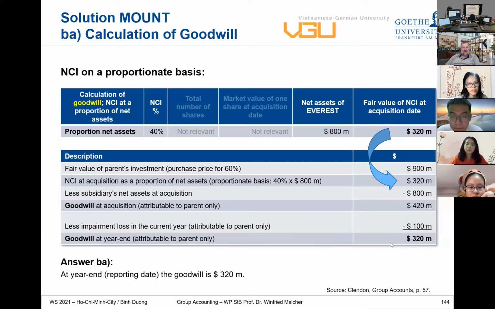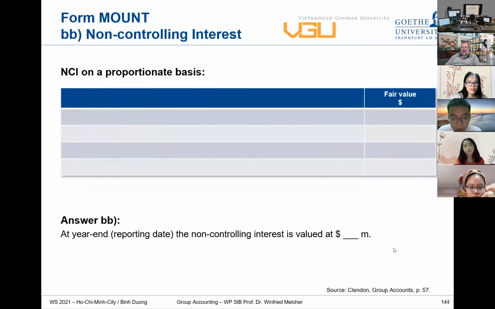So please note the different goodwills. They are not only different in the amount, but also different in the basis to which they will be allocated. All right, so that was AB.